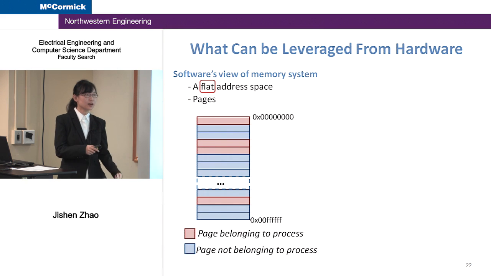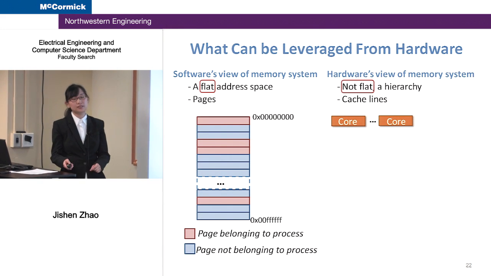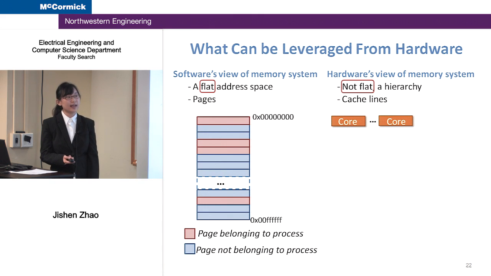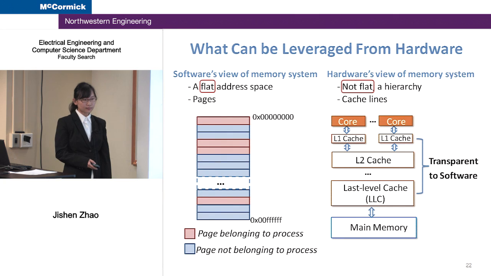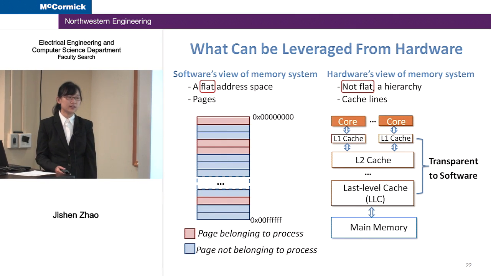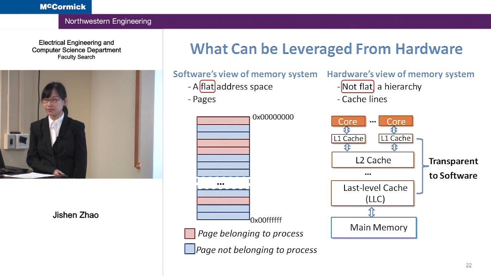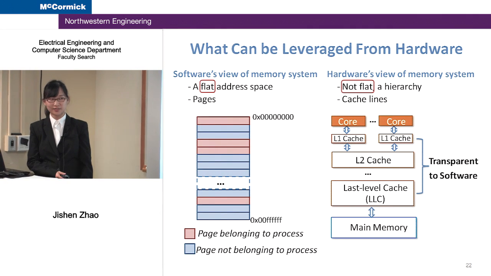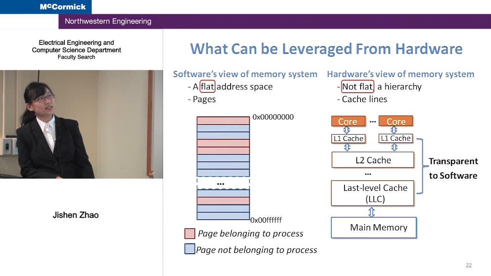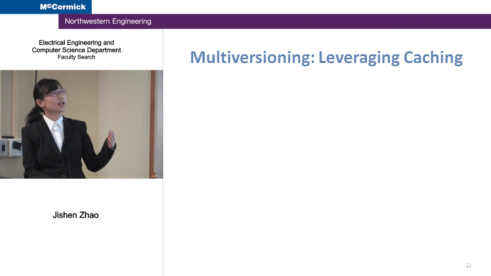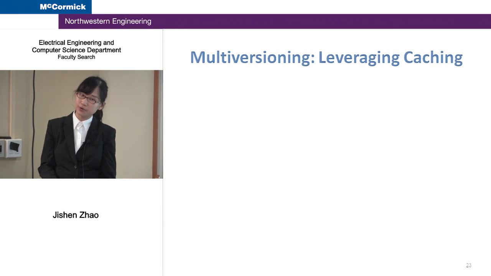But different from the software, hardware's view of a memory system is not flat, but a hierarchy. In this hierarchy, it has multiple levels of cache and then the memory. So from the hardware perspective, this hierarchy already has multiple regions. We do not need to explicitly divide it. Based on this observation, we are able to develop a multi-versioning mechanism with hardware support.